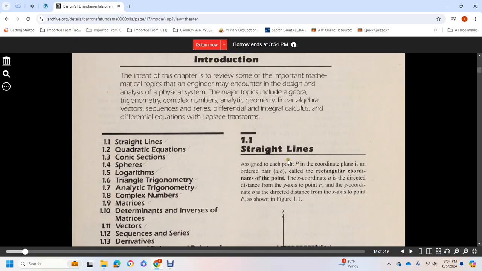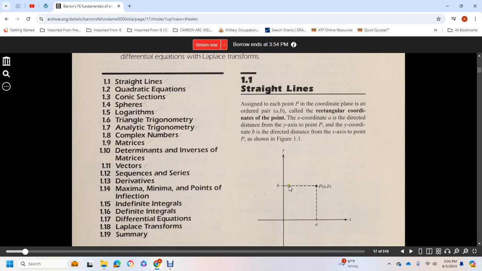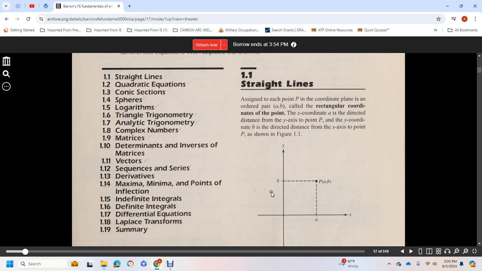Alright, straight lines. Assigned to each point P in the coordinate plane is an ordered pair (a, b) called the rectangular coordinates of the point. The x-coordinate a is the directed distance from the y-axis to the point, and the y-coordinate is the directed distance from the x-axis to the point P, as shown in figure 1-1. So you have a, b, and then P, which is the point (a, b).